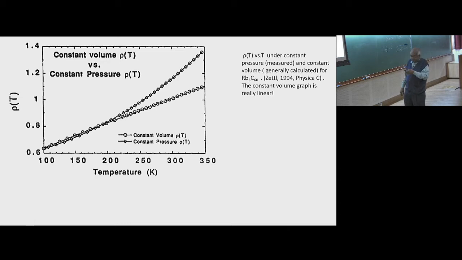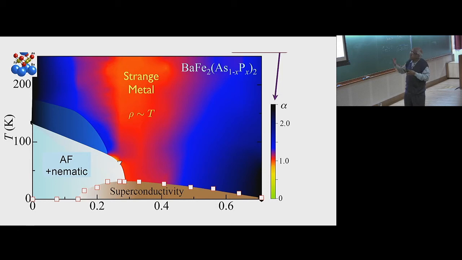Okay, now I show some pictures. This is from, I think, a talk by Subir Sachdev. This shows, for instance, that in this pnictide superconductor, the resistivity is linear over a wide range of temperatures above Tc.